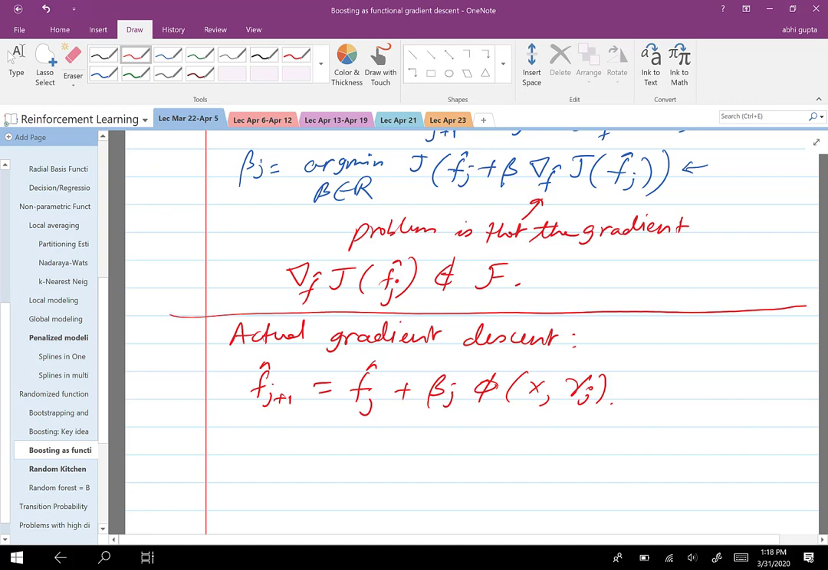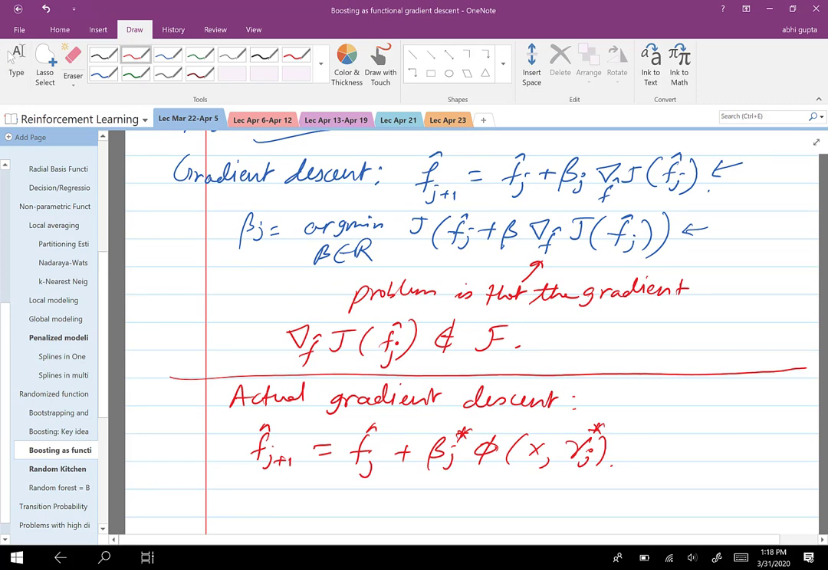Where beta j and gamma j are obtained through the forward stage-wise additive modeling algorithm. So this was beta j star and gamma j star in that particular algorithm. What this forward stage-wise additive modeling is trying to do is, instead of looking at the actual derivative, which would be the correct thing to do if you were running a true gradient descent, you instead project the gradient onto the function space by picking an appropriate value of beta j star and gamma j star. So boosting is basically trying to iteratively compute a good approximation to the true regression function.